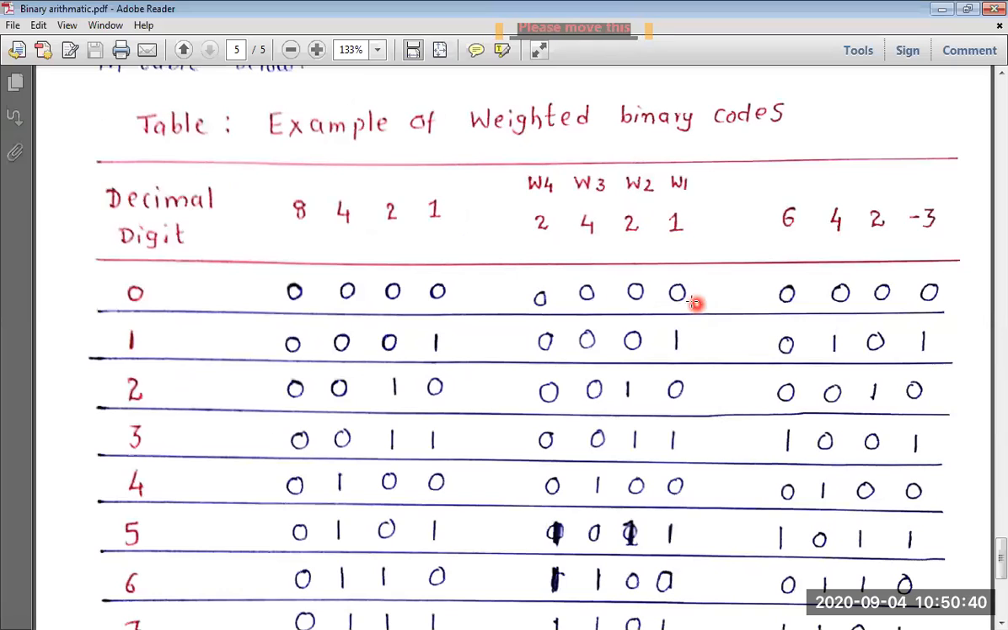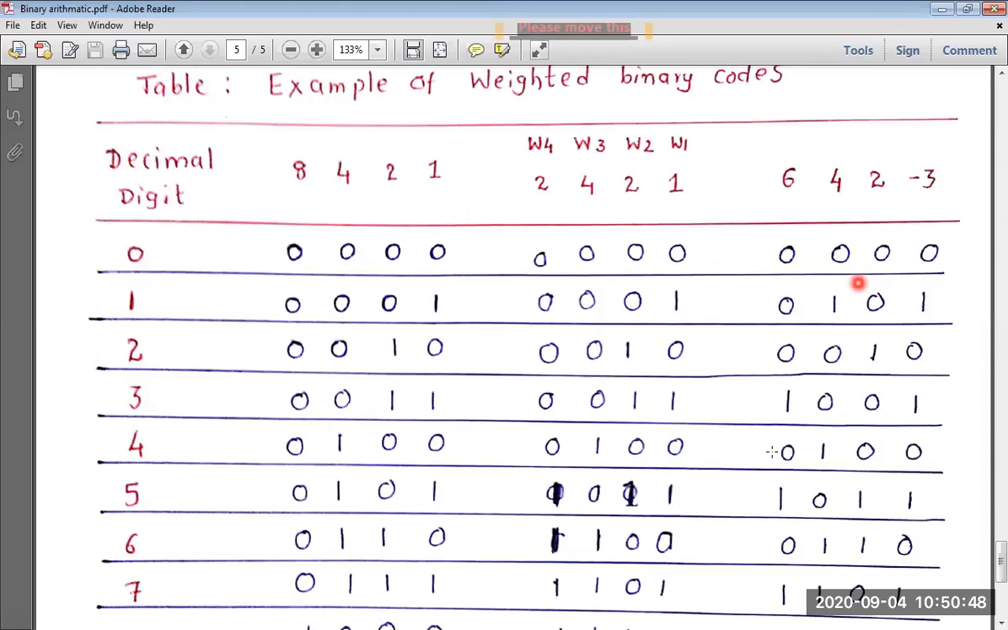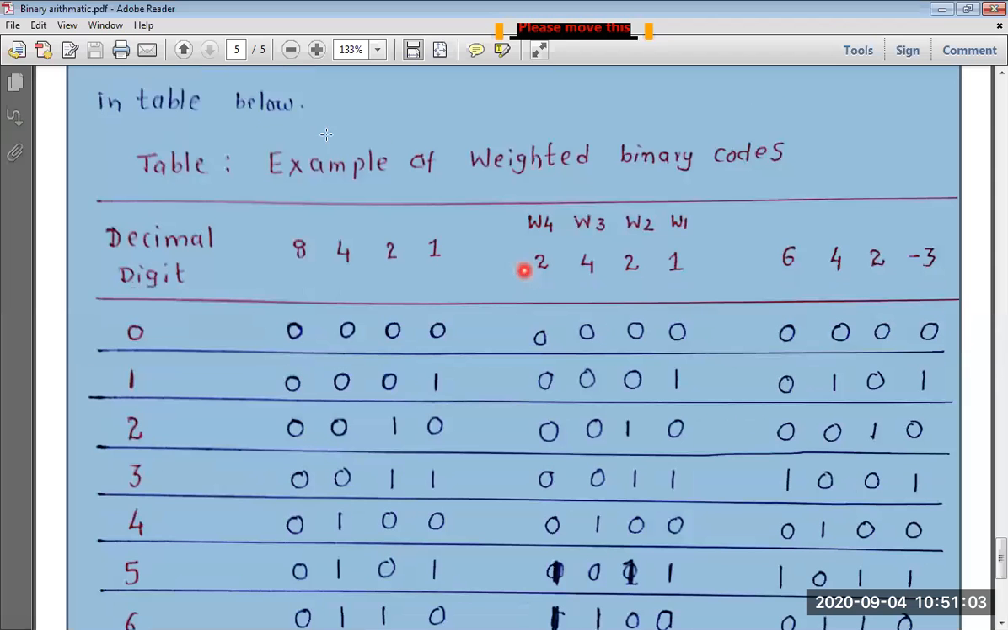In binary codes, there are two varieties. One is weighted codes, and the codes shown in this table are weighted codes. The other variety is non-weighted codes, which are shown in the next slide. Let's see what these weighted codes are and how they are useful.